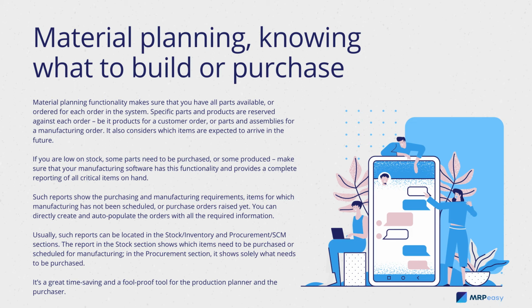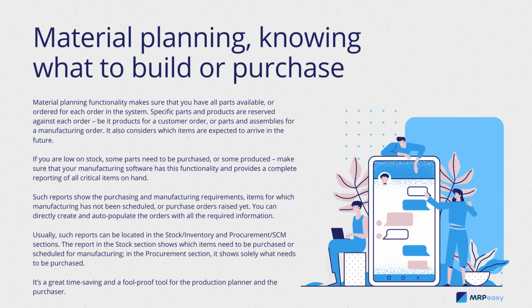It also considers which items are expected to arrive in the future. If you are low on stock, some parts need to be purchased or some produced. Make sure that your manufacturing software has this functionality and provides a complete reporting of all critical items on hand. Such reports show the purchasing and manufacturing requirements, items for which manufacturing has not been scheduled or purchase orders raised yet. You can directly create and auto-populate the orders with all the required information.